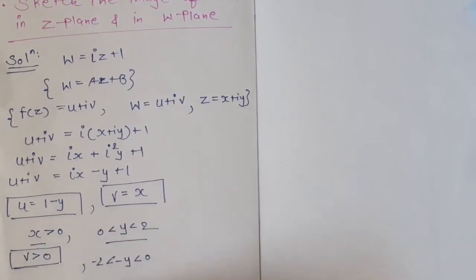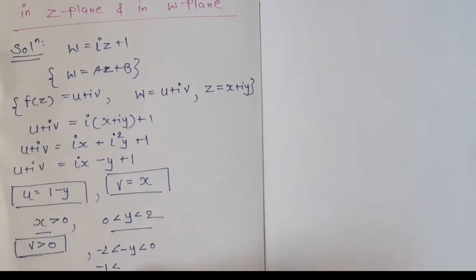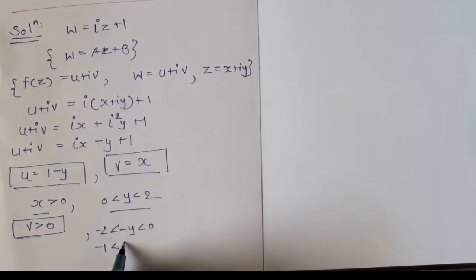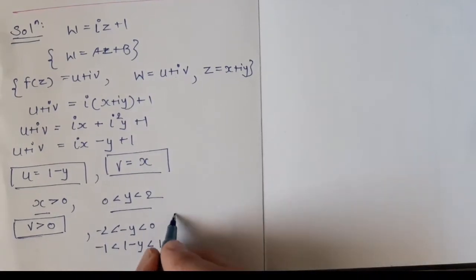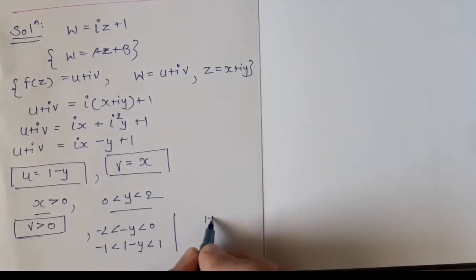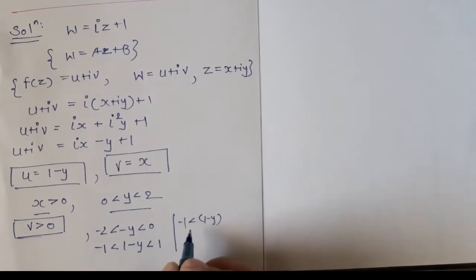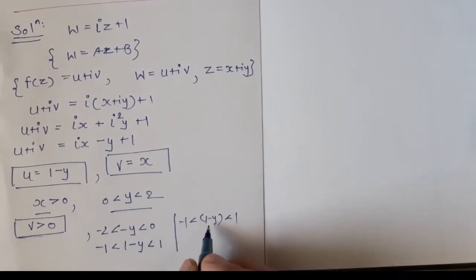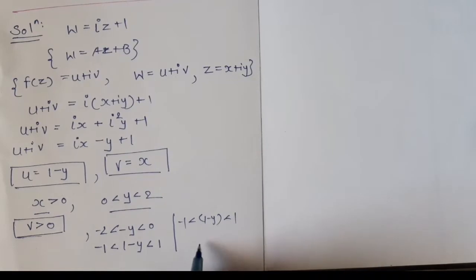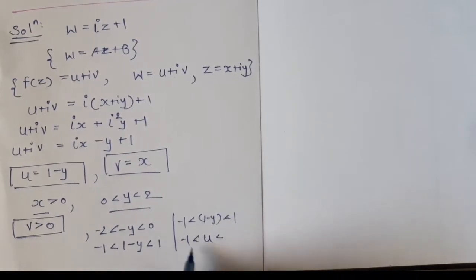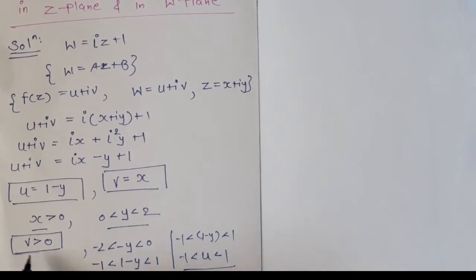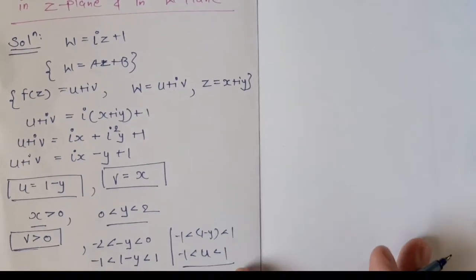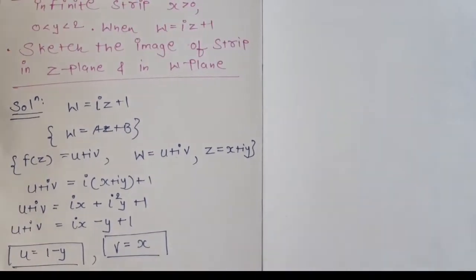Now we will add 1. So here minus 1, here 1 minus y, and here it will be 1. That means 1 minus y is between minus 1 to 1. So what is 1 minus y? It is u. So u is between minus 1 to 1. So we have obtained the inequalities for u and v. So we can now draw the figure in the w plane.